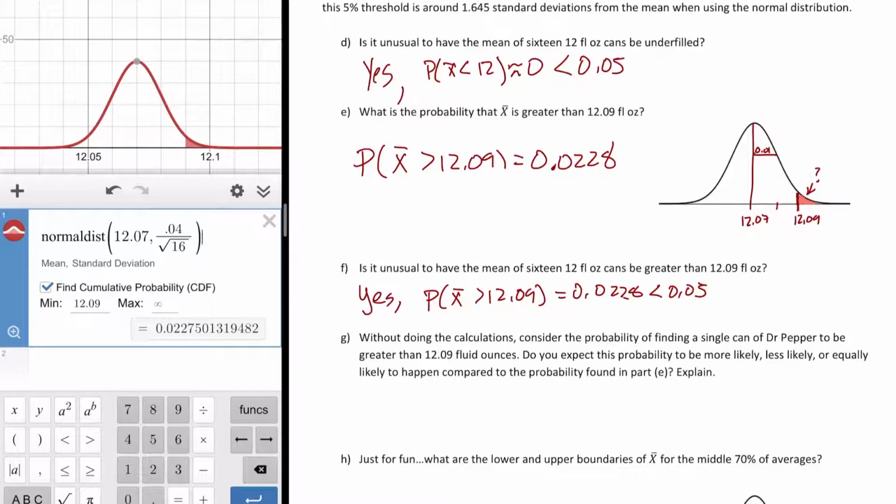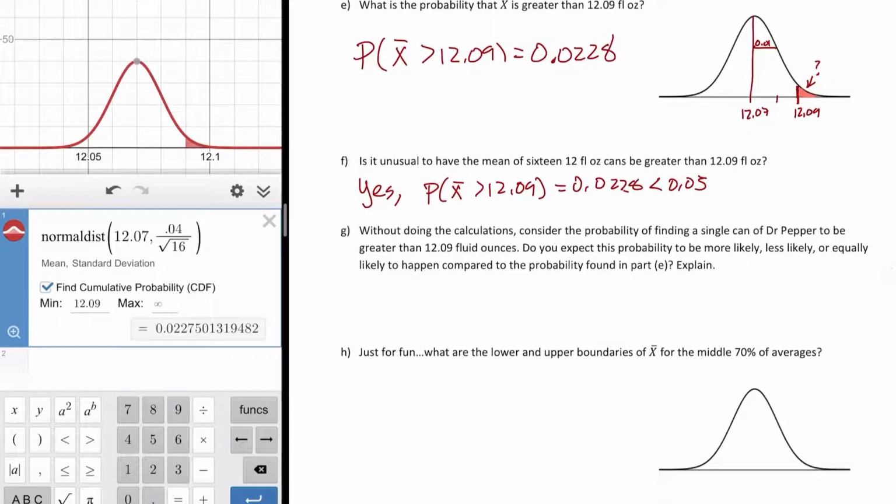Well, no, because almost 98% of your averages would be less than 12.09. So in that case, that would not be surprising. But more than, yes. All right, without doing the calculations, consider the probability of finding a single can of Dr. Pepper to be greater than 12.09 fluid ounces.